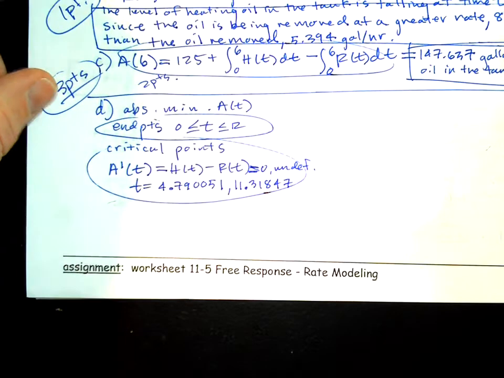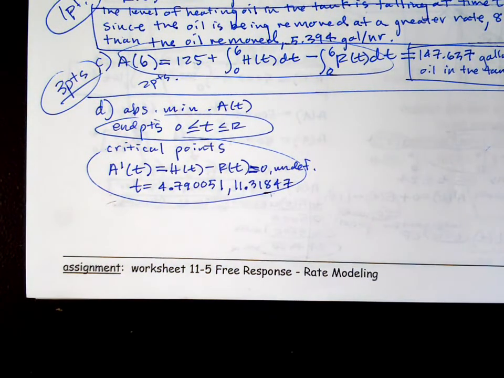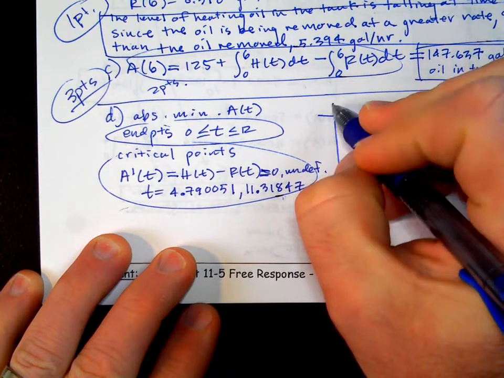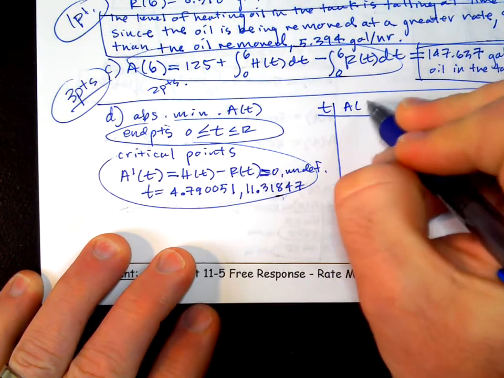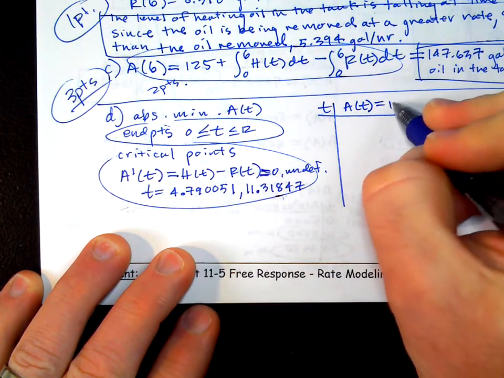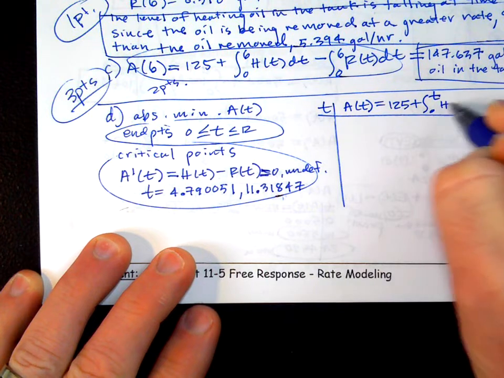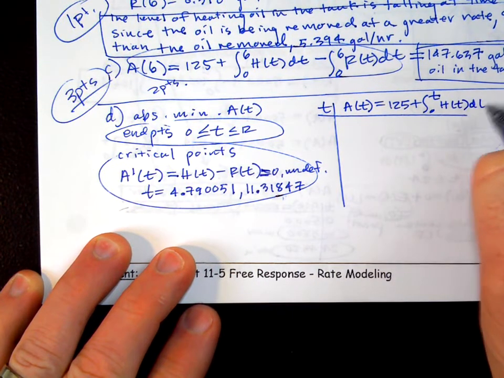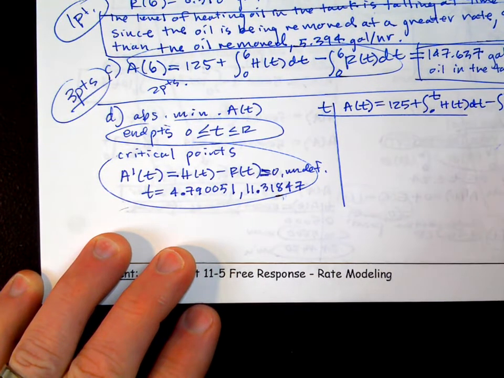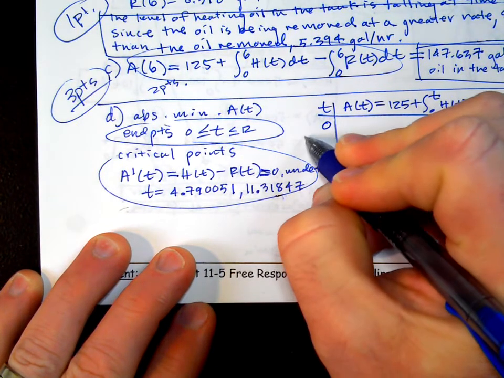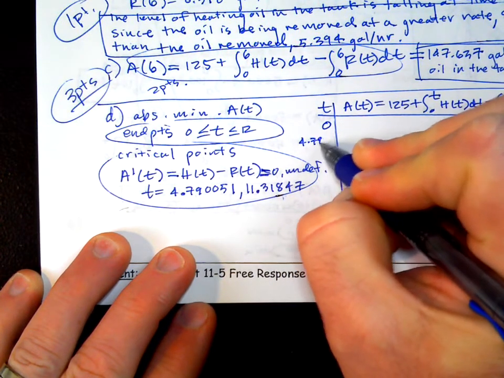And now we're going to make our table. So we're going to make our table. T, we're plugging them into the actual amount, the rate model. So I would rewrite that just to help myself not plug it into the wrong thing. And we're going to put the endpoints in and the critical points in.